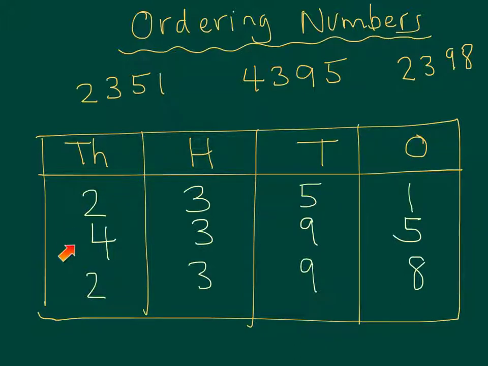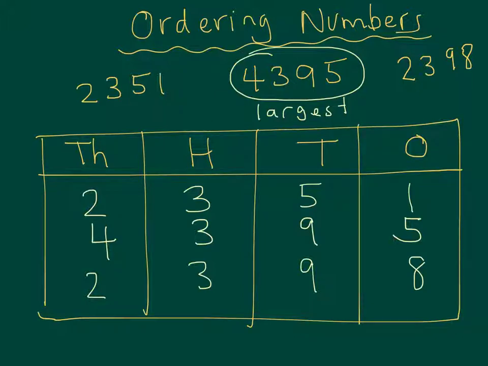So now we're going to compare. So we look here in the thousands. We know right away that the 4 is larger than the 2. So we can tell right away that this number is going to be the largest because it's already got 4,000, and these are only in the 2,000s. Okay, so I'm going to circle this to show this is the largest.